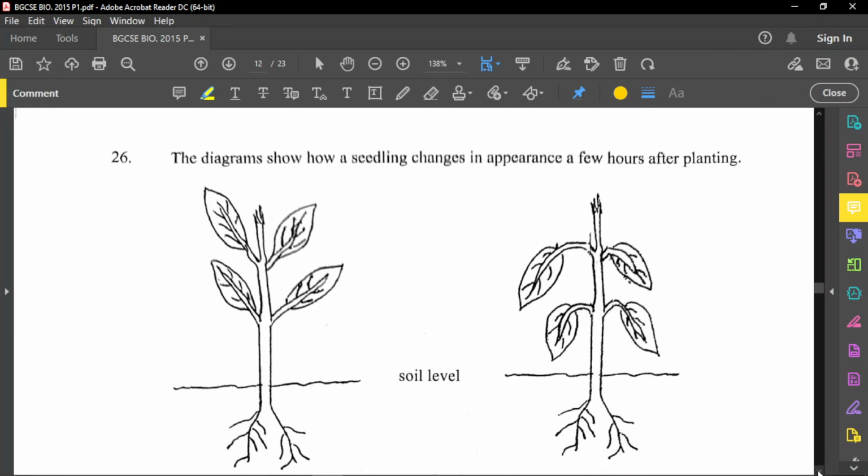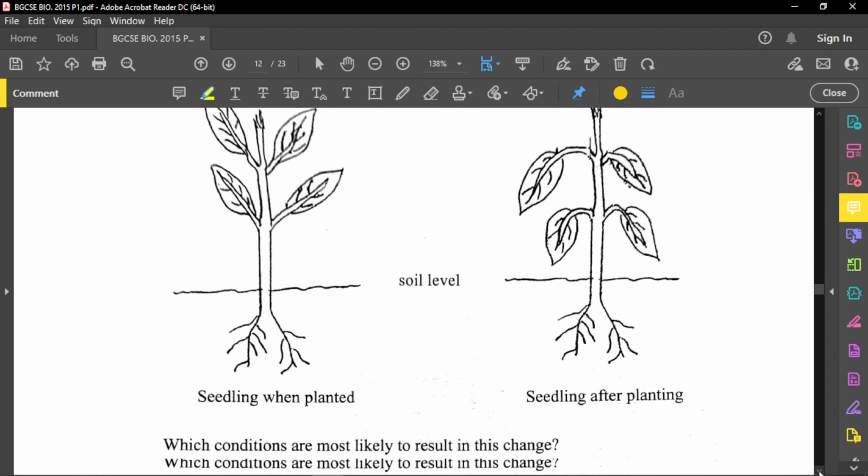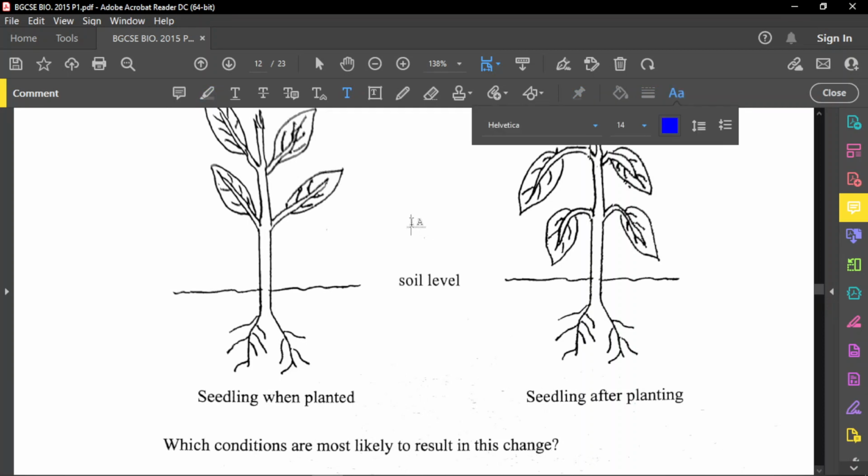Then question number 26: diagrams show how a seedling changes in appearance a few hours after planting. And just to make note right here, if you notice what happened here to the seedling after planting, the leaves pretty much drop. And this process is called wilting. So the plant wilts, if you notice. The leaf becomes softer and they drop a little bit. So this process is called wilting of the plant.